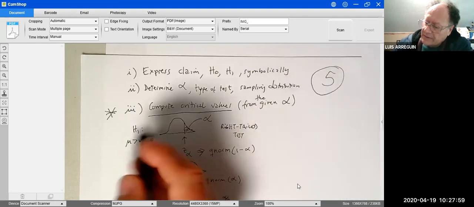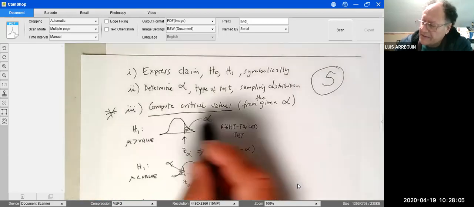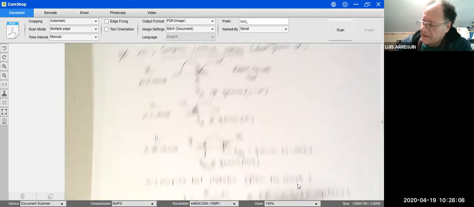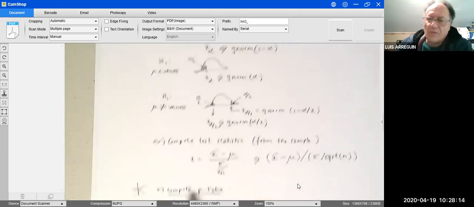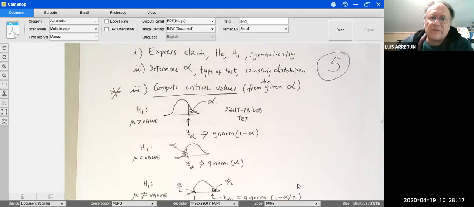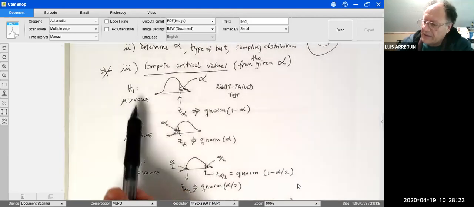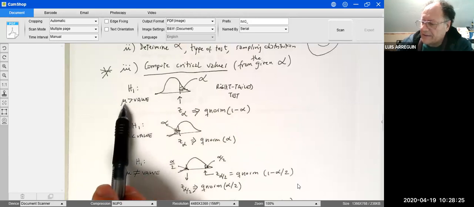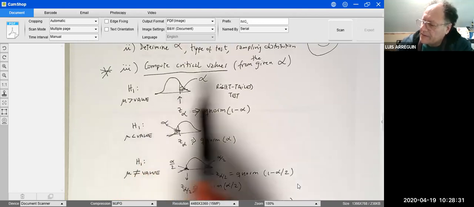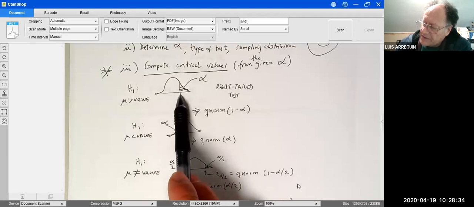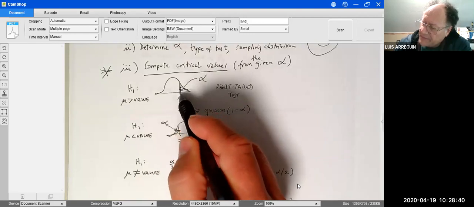Then I have here the step for you to compute the critical values from the given alpha, and I'm writing an asterisk here because it's either this step or the other step. So you either compute critical values or compute p-values. If you need to compute critical values, you check the kind of test you are performing. If the alternative is written as the parameter greater than a value, this is a right tail test. So you're going to compute this critical value, which is the value of z in this diagram, based on alpha.